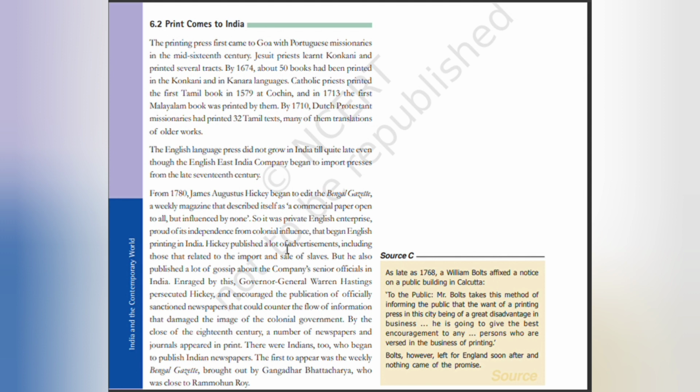Hickey published a lot of advertisements, including those that related to the import and sale of slaves. But he also published a lot of gossip about the company's senior officials in India. Enraged by this, Governor General Warren Hastings persecuted Hickey and encouraged the publication of officially sanctioned newspapers that could counter the flow of information that damaged the image of the colonial government.